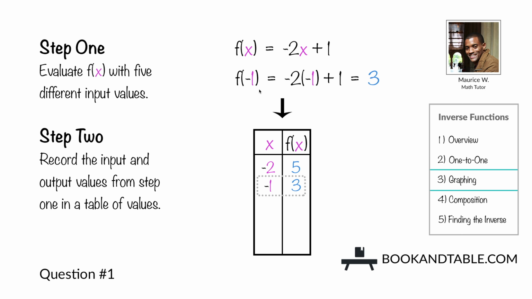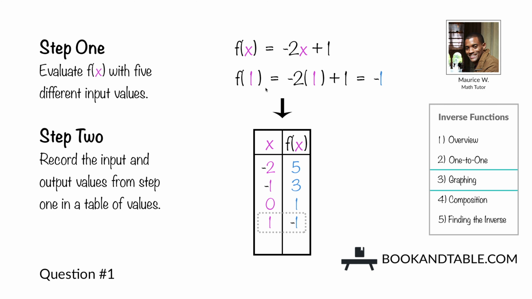F of -1 is equal to -2 times -1, which is +2. +2 plus 1 is equal to +3. So the x value is -1 and the y value is +3. F of 0 is equal to -2 times 0, which is 0. 0 plus 1 is equal to +1. So the x value is 0 and the y value is +1.